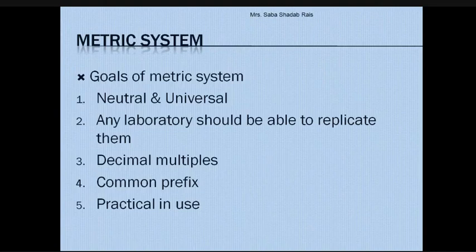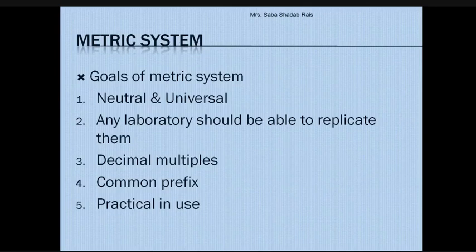When the metric system was designed, they kept many goals in mind. The first goal was that it should be universal and neutral. You might have seen different types of units, yard, feet and so on, and all these differed from region to region. So there was a need to make things universal and neutral, so everyone can adopt it universally. There was a need for a system which can be adopted.